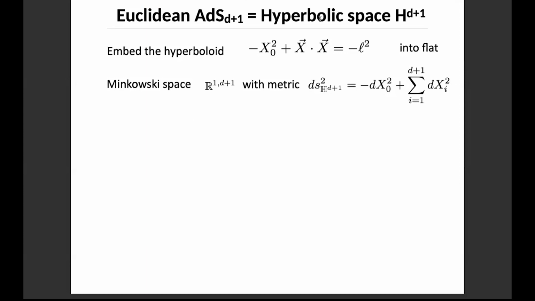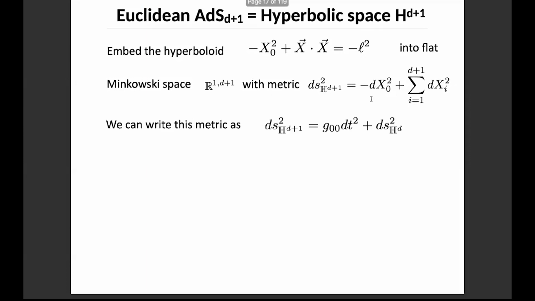But to construct anti-de Sitter space, how we do that mathematically is we take the hyperboloid here in flat Minkowski space with the following metric. And it has a nice property that we can write this metric like this. So we can split hyperbolic space in d+1 dimensions. We can write the metric into a time component and then a hyperbolic space in one less dimension.